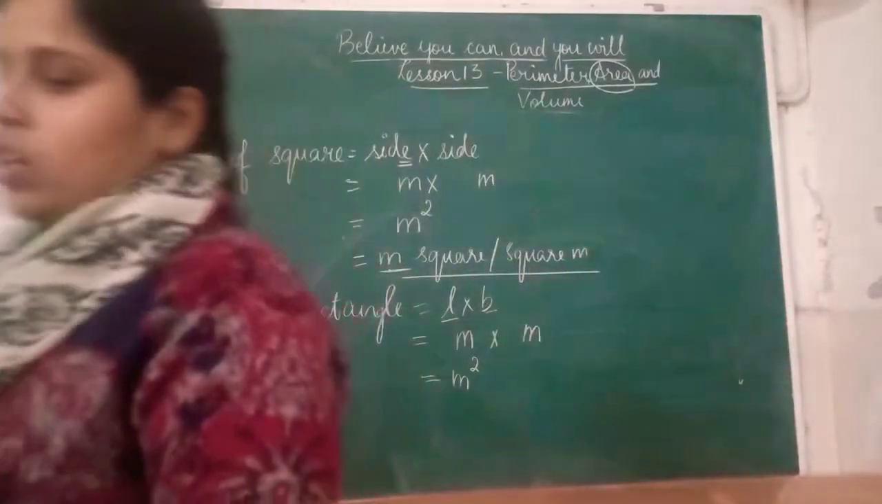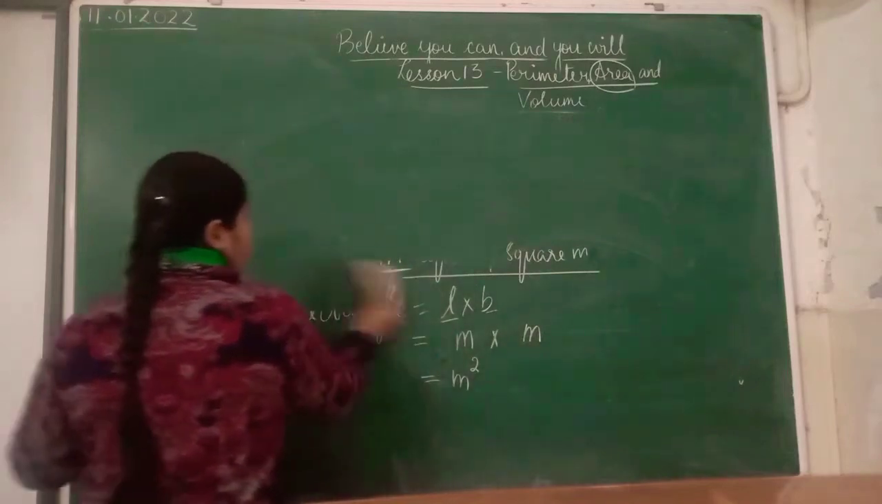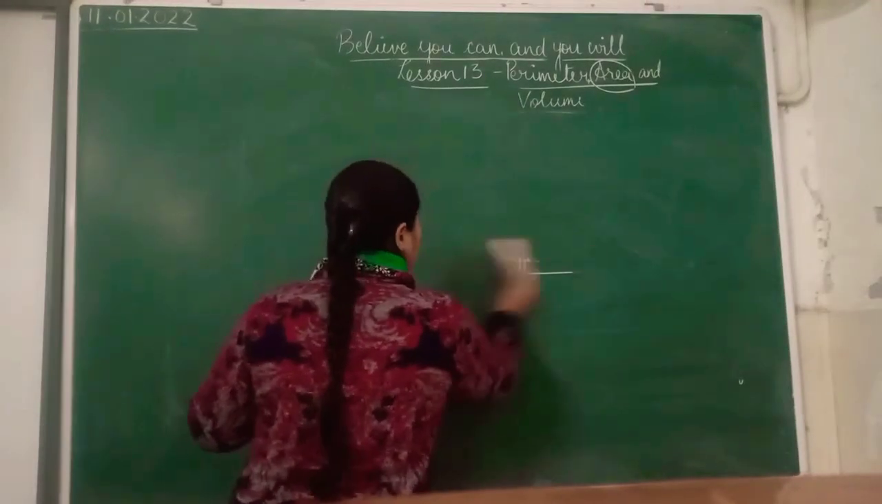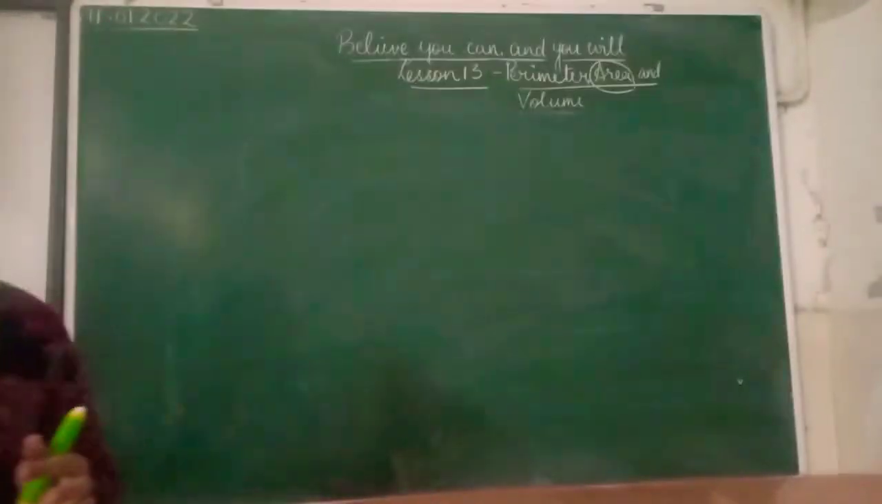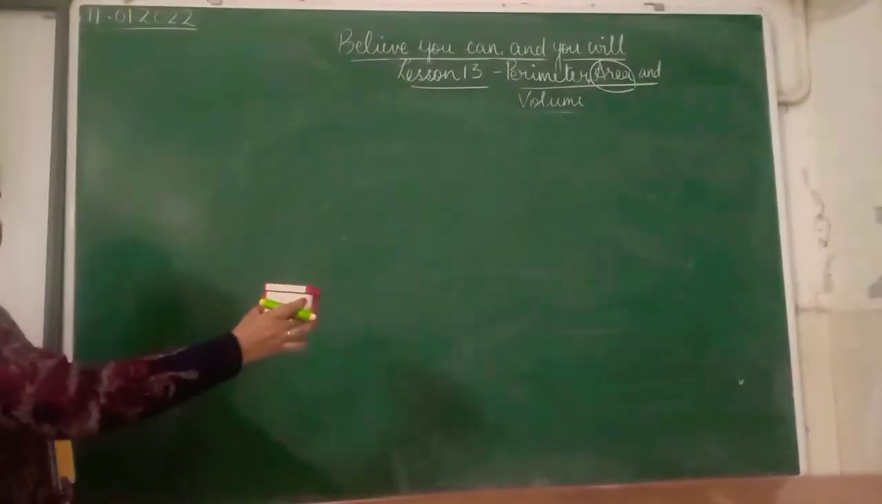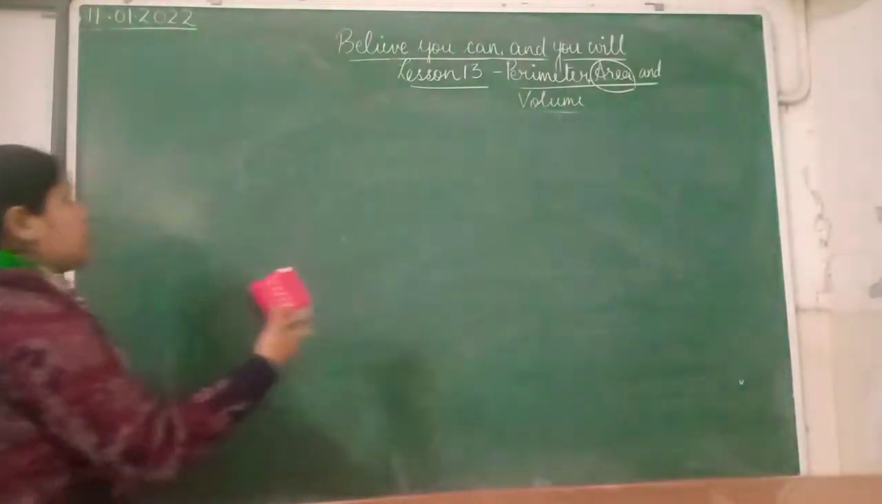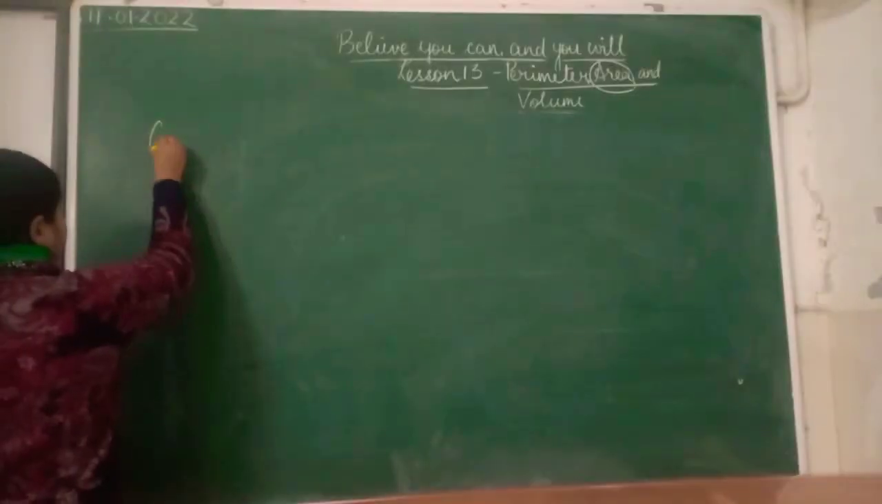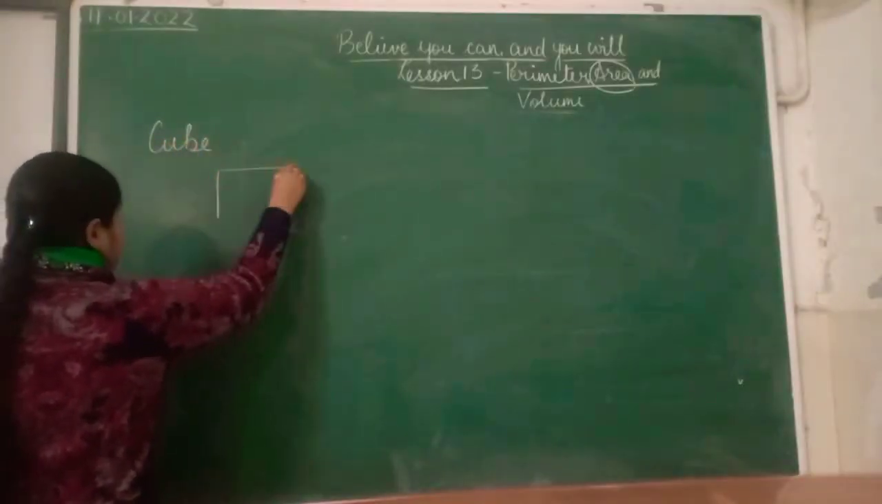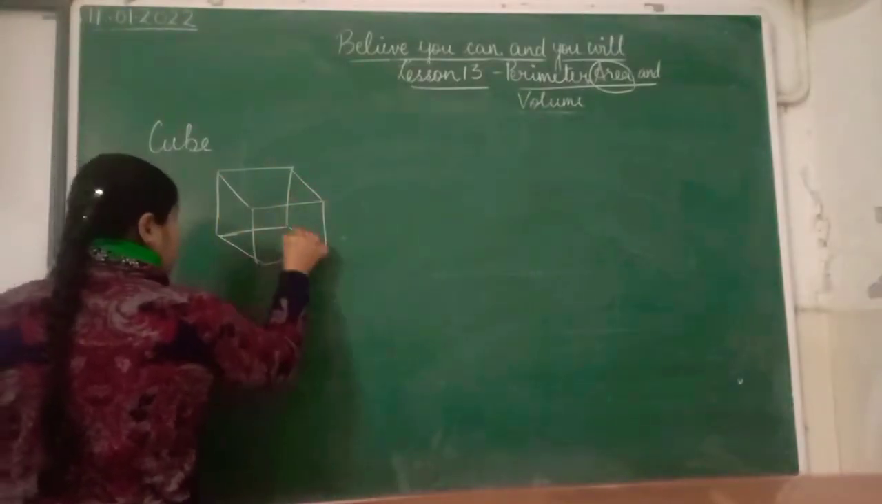Now, after the concept of area, the last topic which is left in this chapter is volume. So when we talk about volume, we talk about the solid objects. Till now we were talking about plain figures, that is rectangle and square. So when we talk about square, where all the sides are equal, then when all the sides are equal in a solid, it is known as cube. It is something like this, a solid figure.